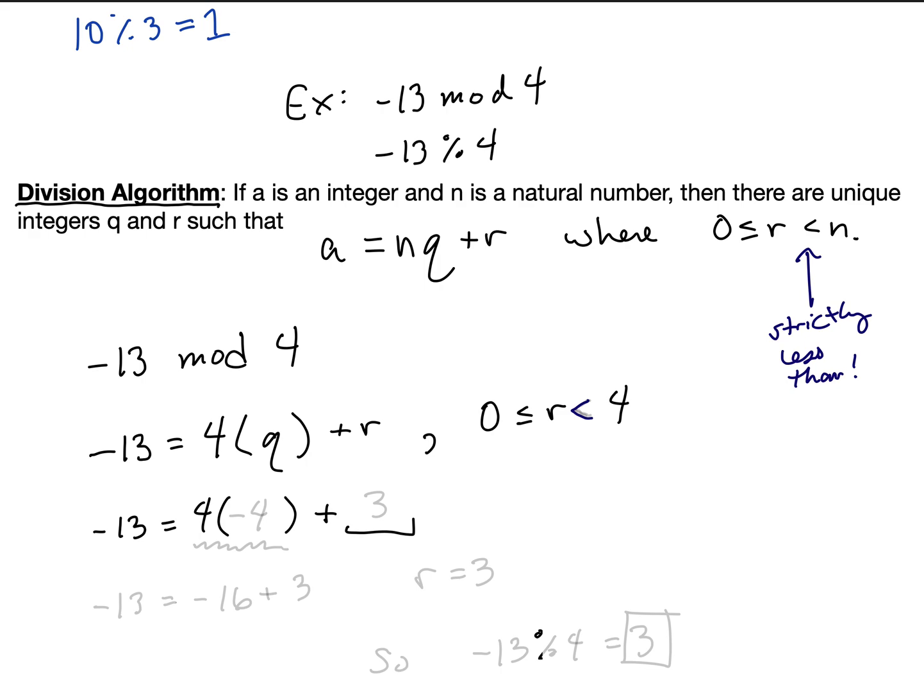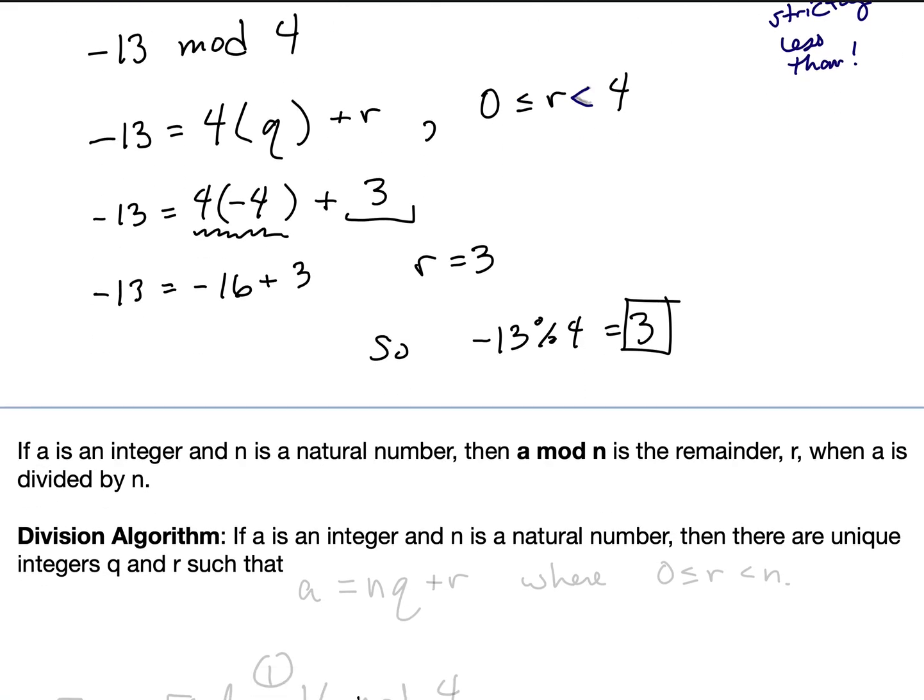So that means that what we have here has got to be less than or equal to negative 13 because we're adding a non-negative value to it. So we have to use negative 4 here as the integer that would get us closest to negative 13. So negative 13 is equal to negative 16 plus what? Well, plus 3. So that tells us that r is equal to 3. So that is the remainder when we divide negative 13 by 4. And so negative 13 mod 4 is equal to 3.